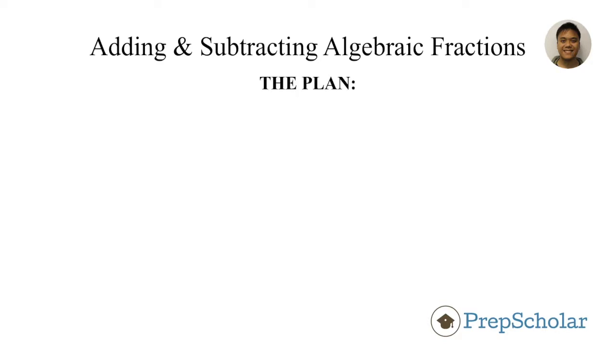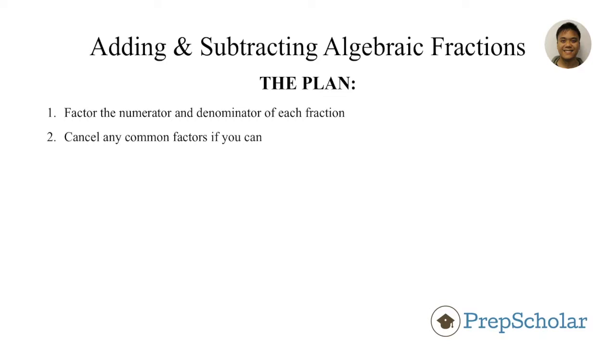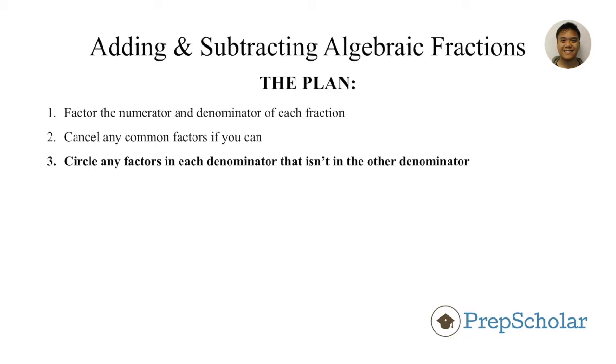Here's the plan. First, we're going to factor the numerator and the denominator of each fraction and cancel any common factors if we can. These are exactly the same steps that we took when we were doing simplifying algebraic fractions, and that's because the first step to adding and subtracting algebraic fractions is simplifying. Next, we want to circle any factors in each denominator that isn't in the other denominator, and that's a little confusing, so we'll point that out especially when we do this problem.